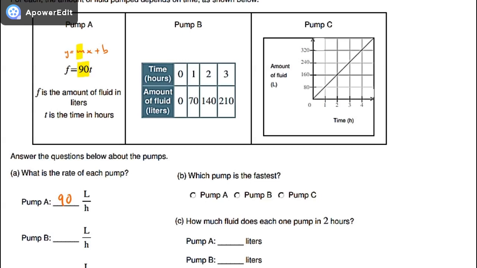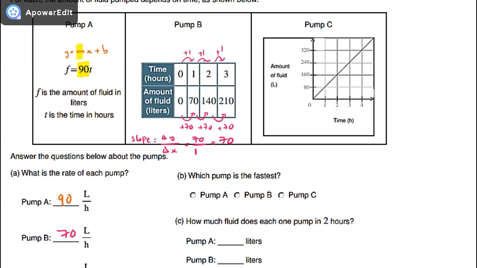Okay, pump B, they give you a table to find the slope. You're going to find a pattern. As the x value is increasing by 1, the y value is increasing by 70, right? So slope is going to be delta y over delta x, the change in y over the change in x. That will be 70 over 1, which is 70. So pump B is going to be 70.